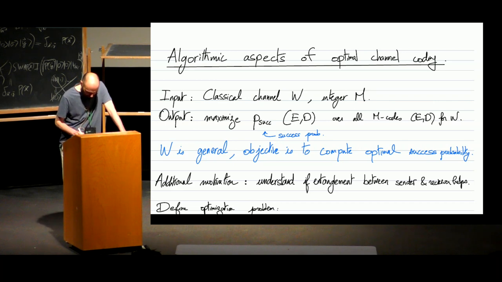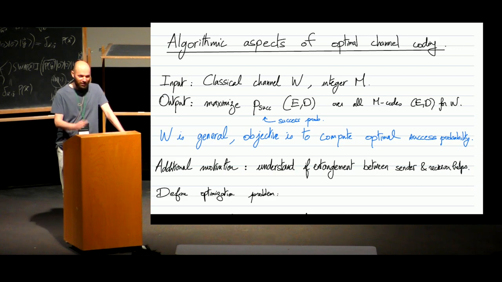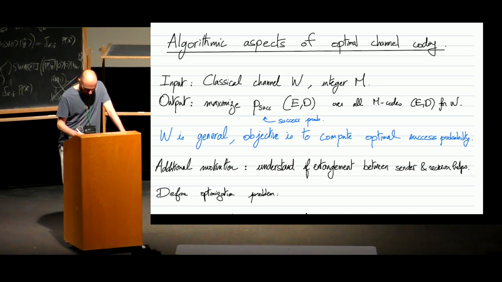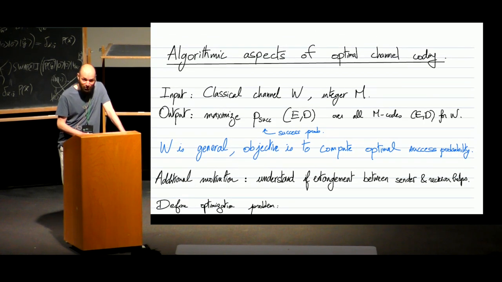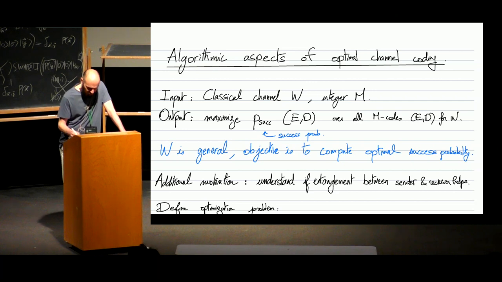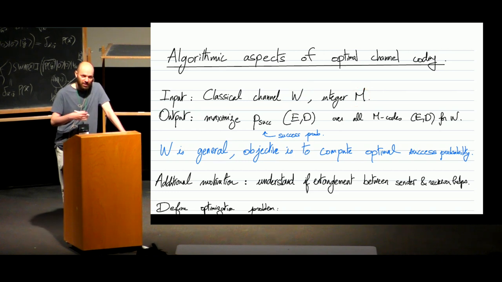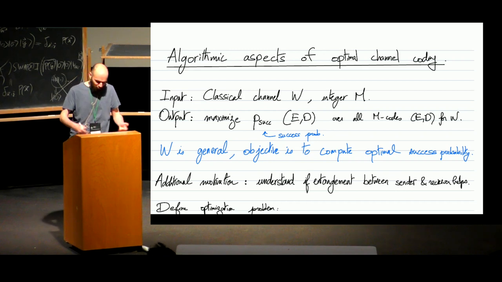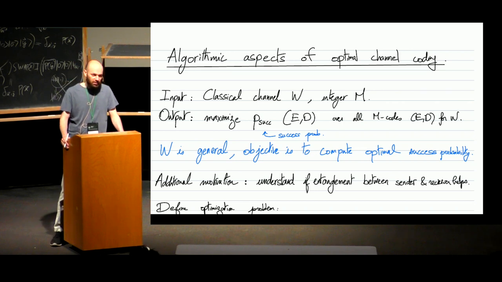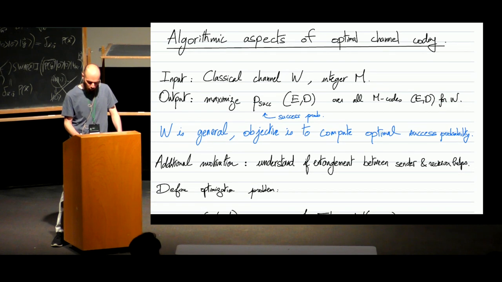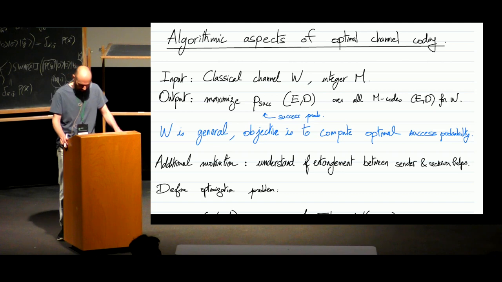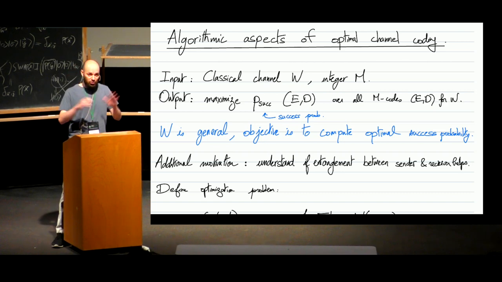Here I look only at the classical case: fully classical input, classical output. But we'll see there are still some quantum motivations for this question. So what is the computational problem? I have a description of a channel W and an integer M, the number of messages I would like to transmit. I want to output an encoding and a decoding which maximizes the success probability, or just compute the optimal success probability over all M codes for the channel W. Here W is a completely general, arbitrary channel, and my objective is to compute the optimal success probability.